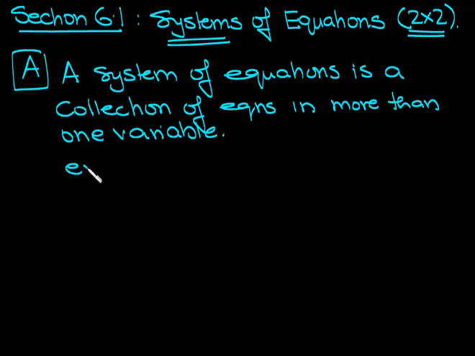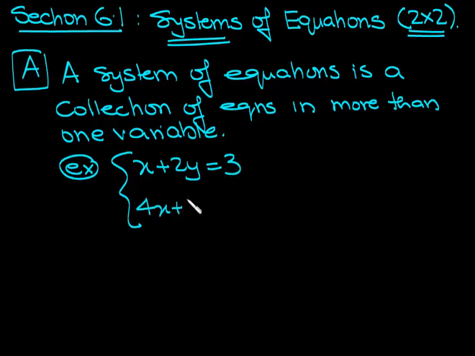So here's a quick example. Let's say I have a system like this. I have x plus 2y is equal to 3, and 4x plus 5y is equal to 6. This is a system. It is made up of two equations and it has two unknowns, x and y.